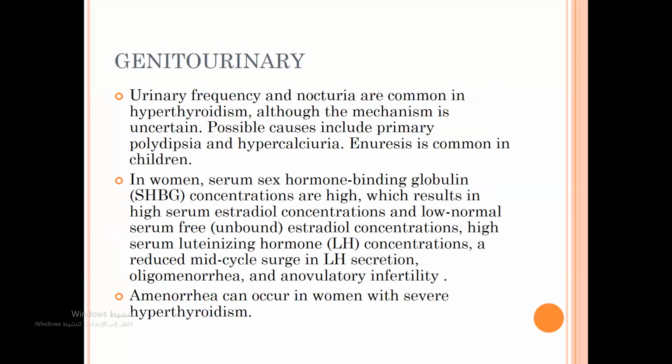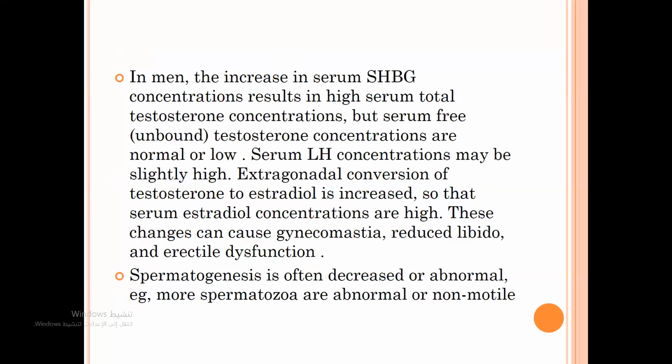In females, sex hormone binding globulin (SHBG) concentration is high, which results in high serum estradiol concentration and low-normal serum free estradiol concentration. High LH concentration, reduced mid-cycle surge in LH secretion, oligomenorrhea, and ovulatory infertility can occur. Amenorrhea can occur in severe hyperthyroidism as well.